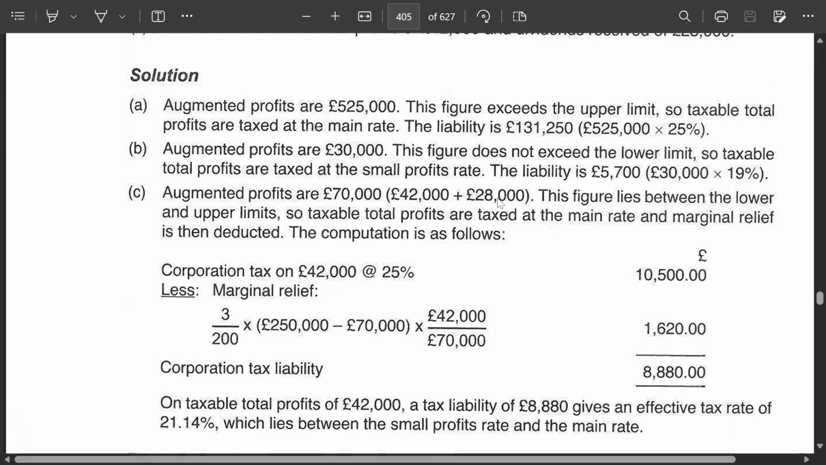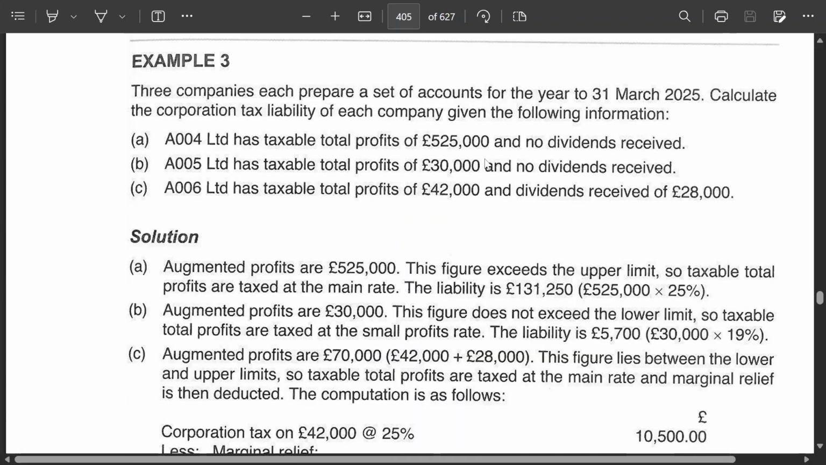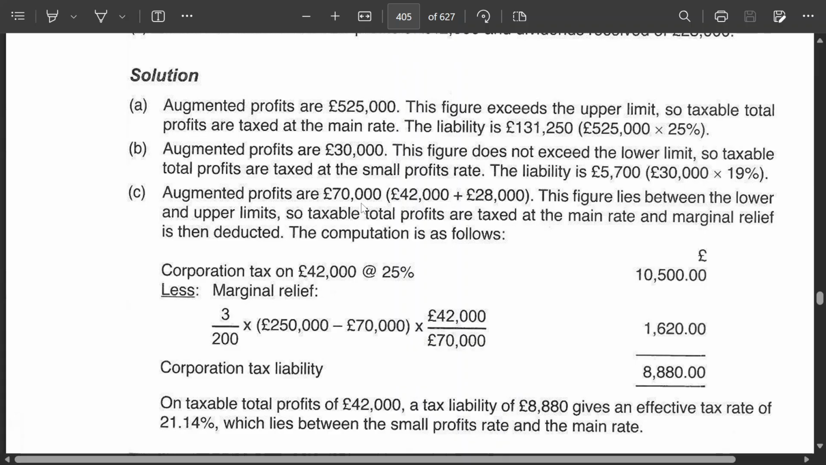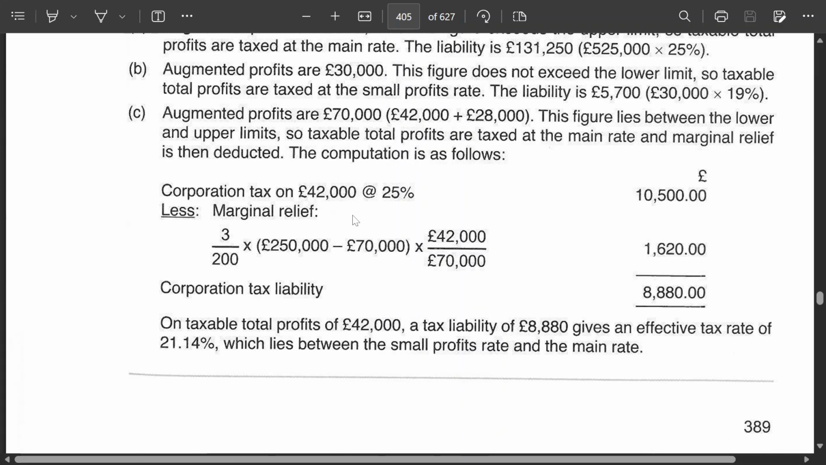The period is 1 full year, so no adjustment for time period. But are there any subsidiaries? Are there any associated companies? No. So no adjustment of the ULLL required. So let's look at this one here. We got a figure of 70,000.